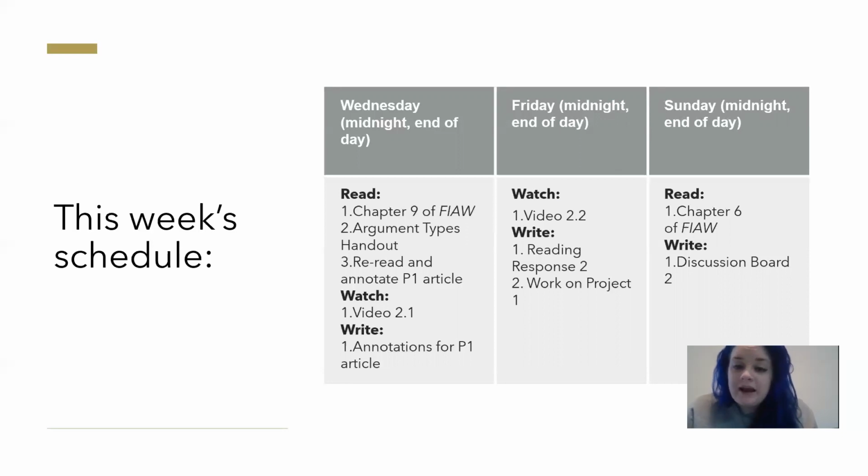Read the argument types handout, which is available under the week 2 module on Canvas. And if you didn't get a chance to look at the articles that I posted last week, look through those articles and select which one you will be using for Project 1. So for Project 1, as a refresher, you're going to be analyzing that article. So select one of the 10 that you are interested in, or that you think you might have a lot to analyze or say about. You should then watch this video. And then you will have due on Wednesday by midnight the annotations for your Project 1 article, okay?